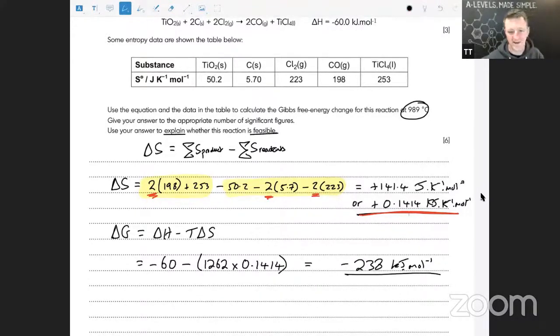So why is it feasible? Well, because delta G is less than zero. That's how you get your final mark on that one. So yeah, the Kelvin, you've got to put your temperature in Kelvin. It's the same when you're doing the ideal gas calculation, isn't it? PVNRT, it's all about the units. You've got to get your units right.